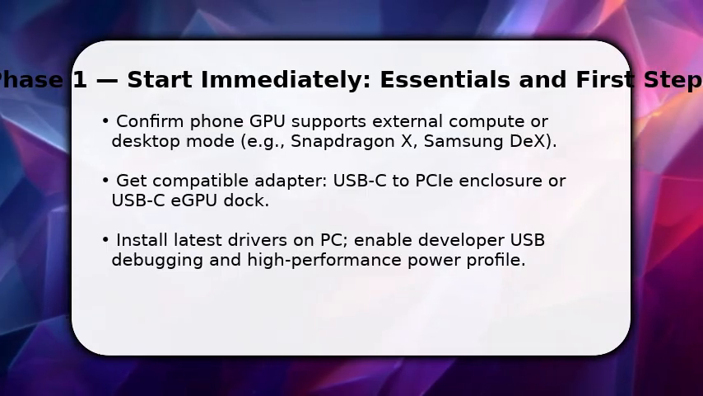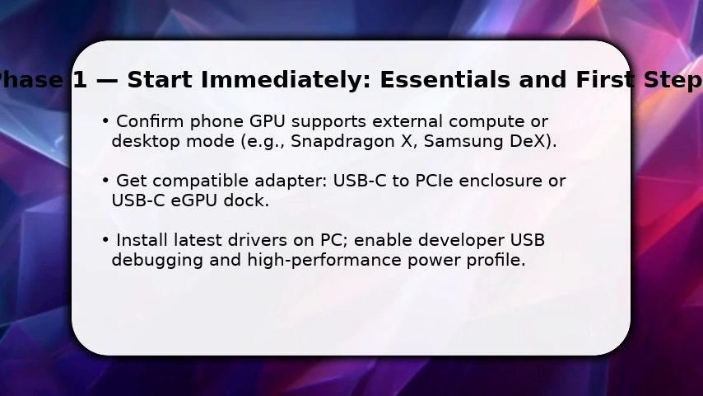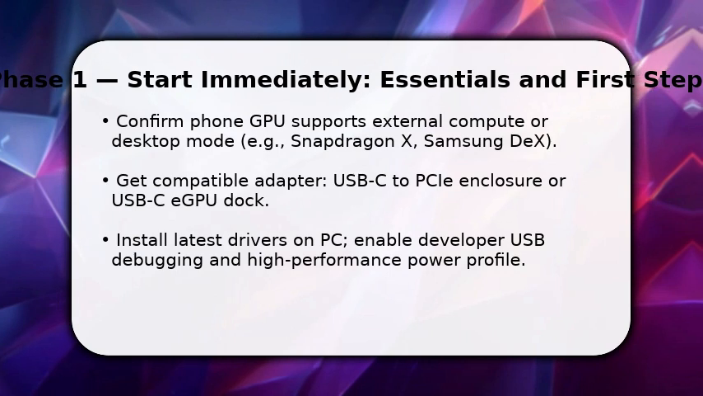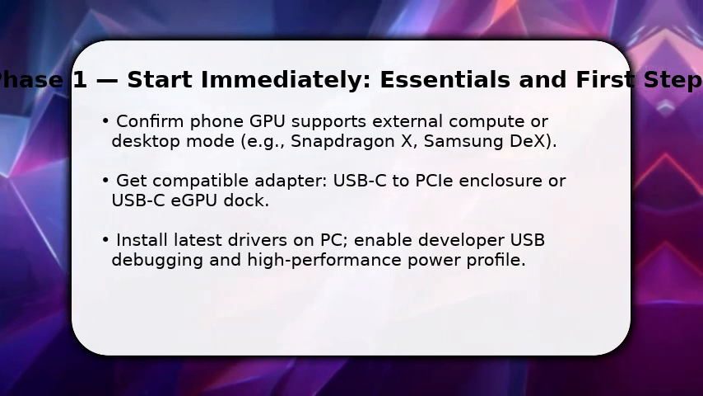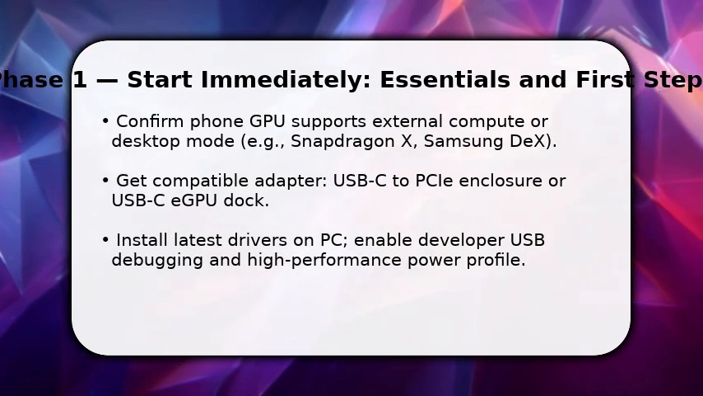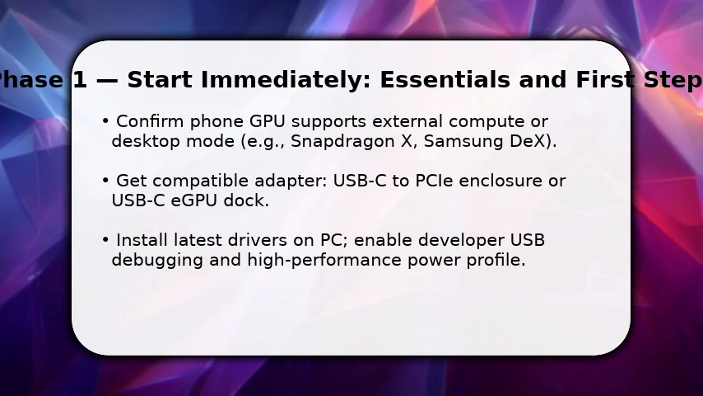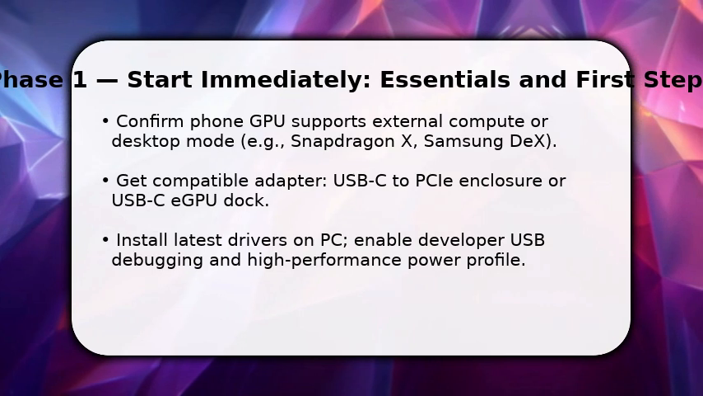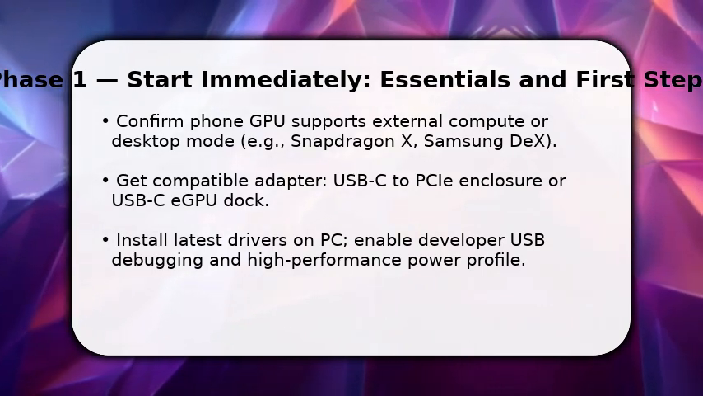You start by confirming hardware compatibility and gathering parts. Plug the USB-C to PCIe enclosure into the phone or tablet, then connect the eGPU dock to the PC. Once done, enable developer USB debugging on the mobile device and switch the PC to a high-performance power profile so throughput is stable. This reduces throttling.